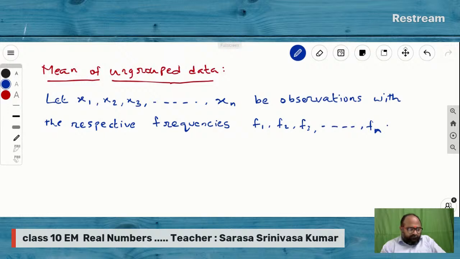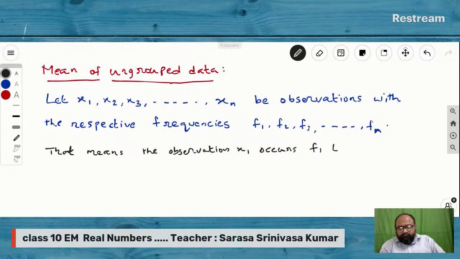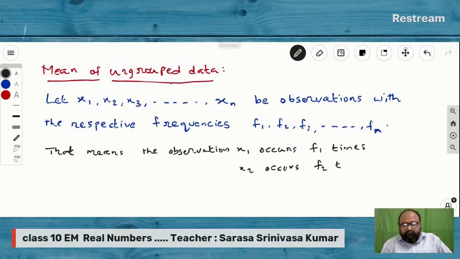That means the observation x1 occurs f1 times, x2 occurs f2 times, and so on.